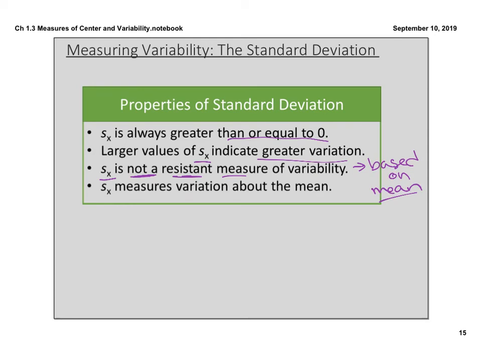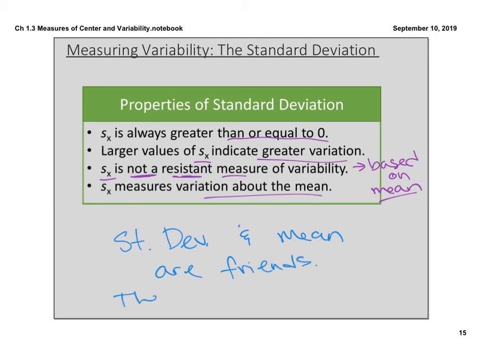And then standard deviation is exactly that, variation about the mean. So standard deviation and mean are partners, they're friends. They go together. That's something for you to remember, because when you start comparing and analyzing data sets, if you're asked about the mean, that means that you need to look at the standard deviation.